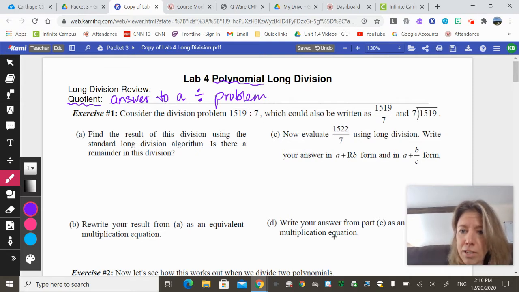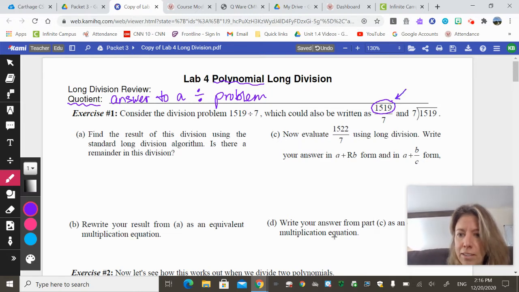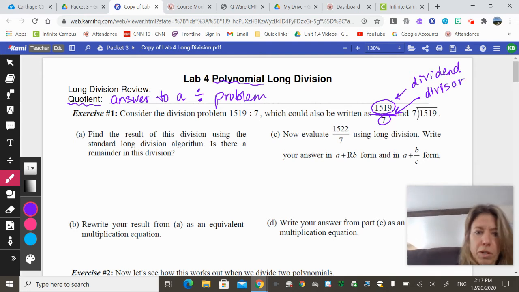1,519 divided by 7. The 1519, the thing that you're dividing, is called the dividend. And the 7 is what we're dividing by. And this is our division sign, remember? The fraction bar is just a division sign. This is called the divisor. So, some vocab words you should be familiar with.